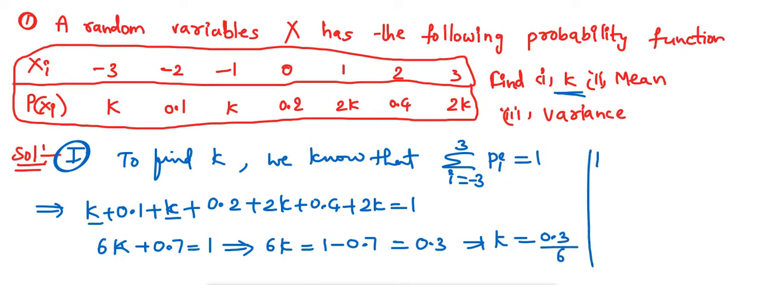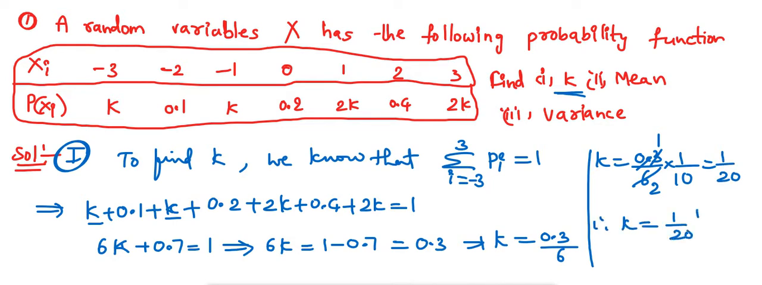Here k equal to 0.3 by 6. Eliminating the decimal point, we can take 10 in the denominator: 3 ones are 3, 3 twos are 6, so it is equal to 1 by 20. Therefore k equal to 1 by 20.